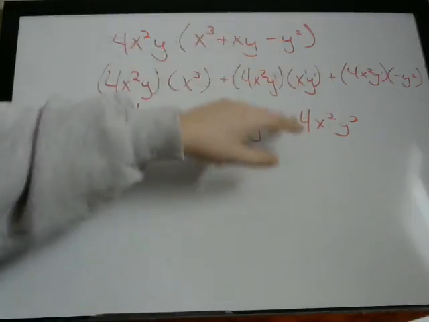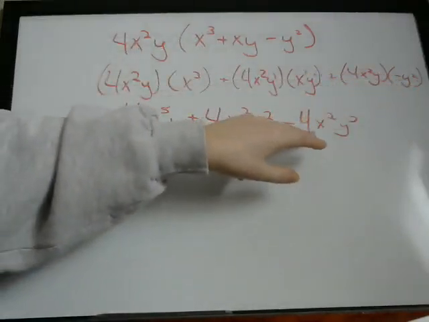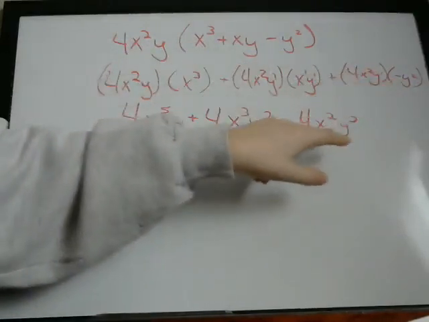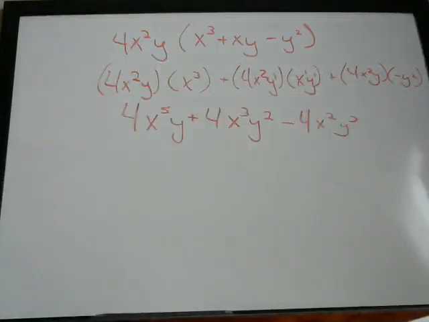Remember to watch your signs. If it's a negative, then you have to write down a minus. And then x squared, there was no other x here, so we just write it down. Y times y squared is 1 plus 2, which is y to the third.